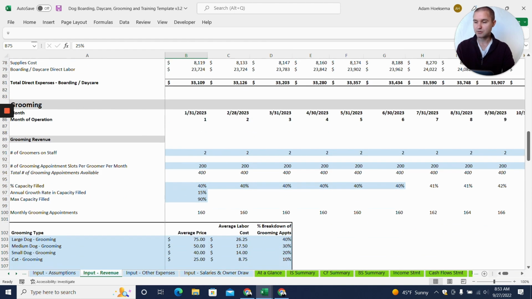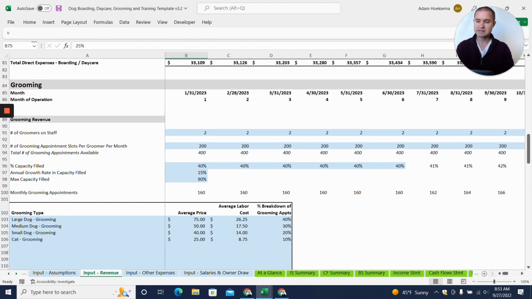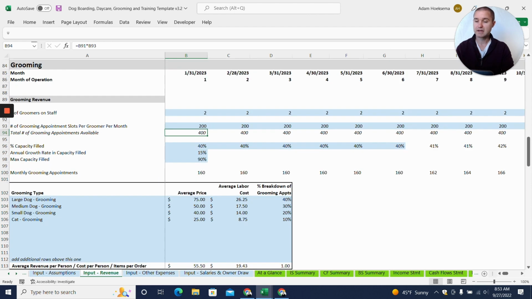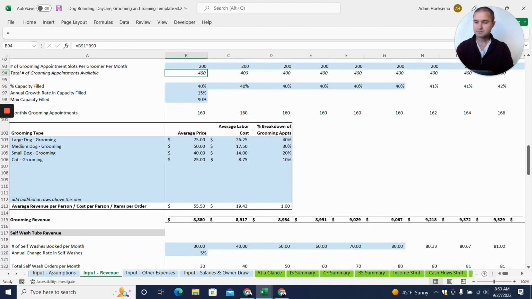All right, now let's move on to grooming. So for grooming, the way we're modeling this is we're saying, hey, we have a certain number of groomers on staff. We can enter that assumption. And then the number of grooming appointment slots available per groomer per month. So we are now saying, hey, we have 2 groomers. Each one can do 200 slots per month at max capacity, meaning a total number of grooming appointments available is 400 per month. And again, we can enter in our capacity filled.